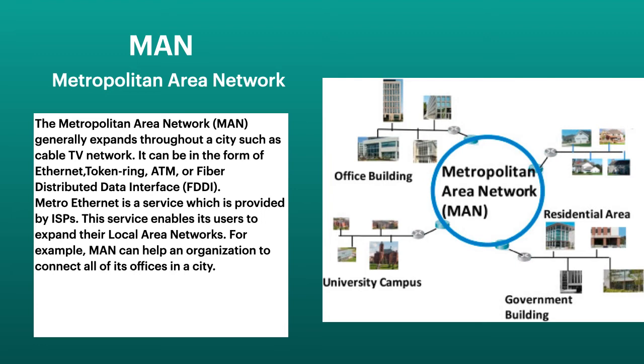The metropolitan area network generally expands throughout the city, such as a cable TV network. It can take the form of Ethernet, token ring, ATM, or fiber distributed data interface. For example, we can say BSNL fiber optics, or your city cable. Those are very good examples of a MAN. So in simple language, a MAN is where a complete city is connected.